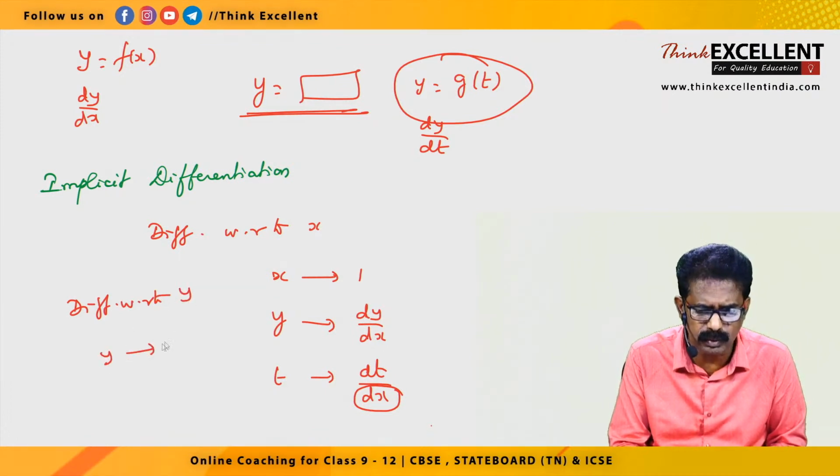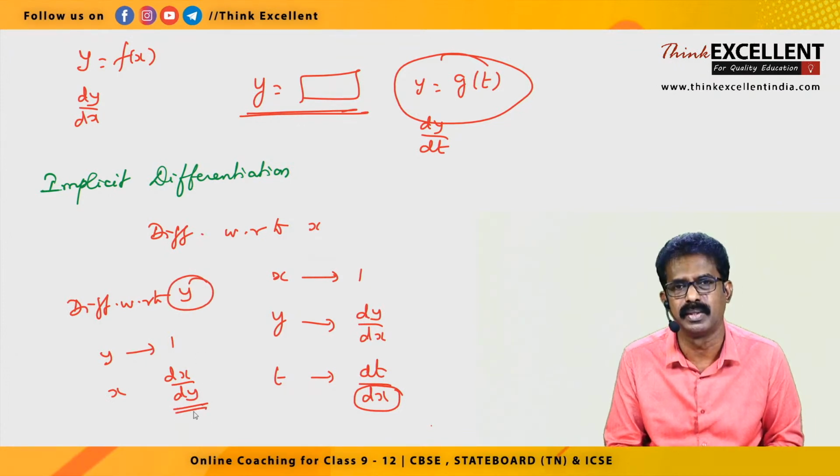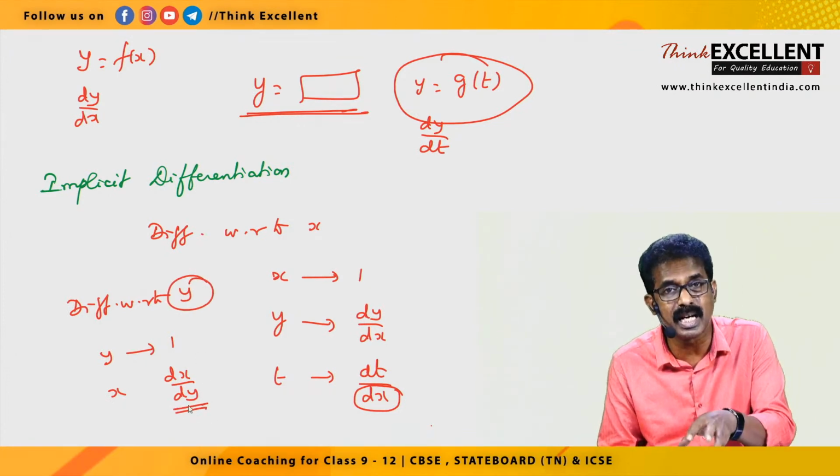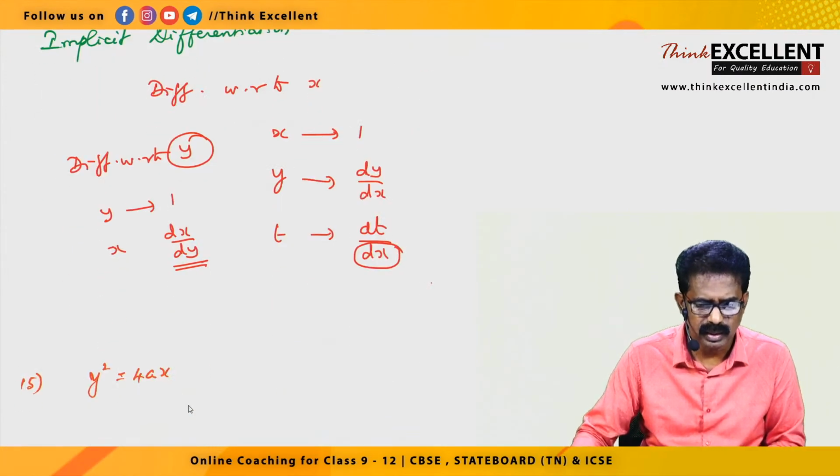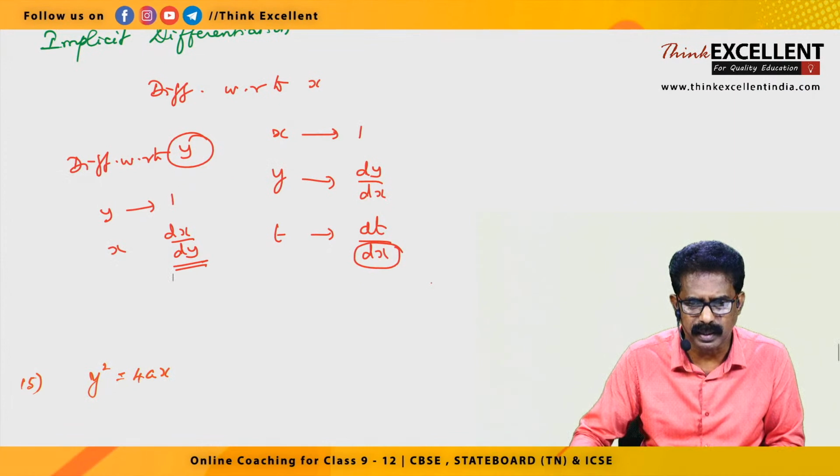அப்போ y க்கு derivative 1, x க்கு derivative dx by dy ன்னு வந்துரும். Because we are differentiating with respect to what, y. Differentiating with respect to t na denominator என்ன வந்துரும், dt வந்துரும். Okay, சரி.